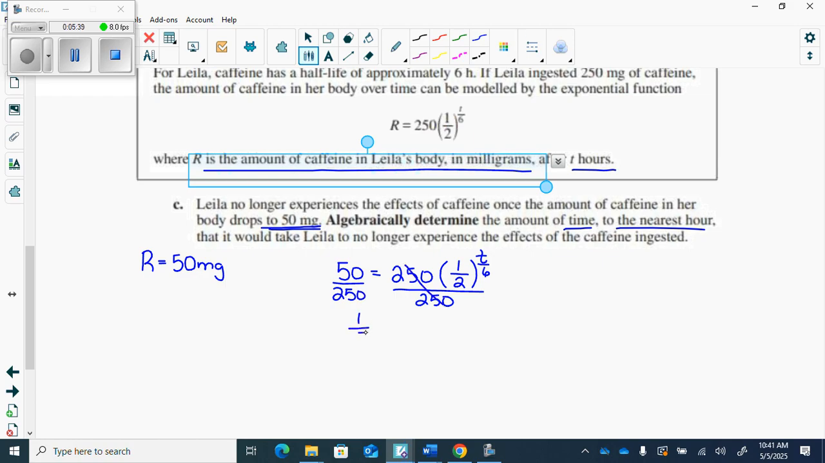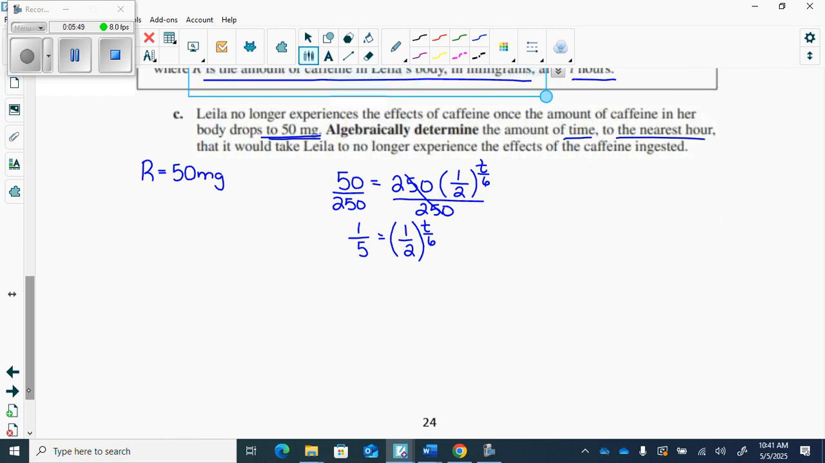So I get 1/5 equals 1/2 to the t over 6. And then I don't know the exponent, so I have to convert to a log. So I'm going to get log base what? 1/2. The base stays the base of my log. What do I get beside it? 1/5. And it equals t divided by 6. How do I get rid of the division of 6? So t equals, and we type that in.